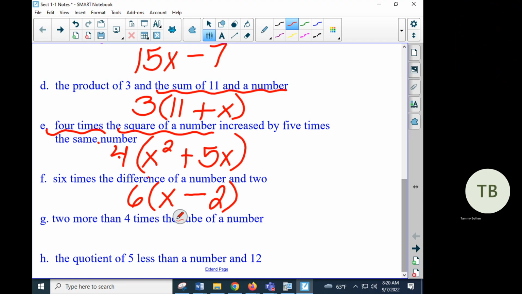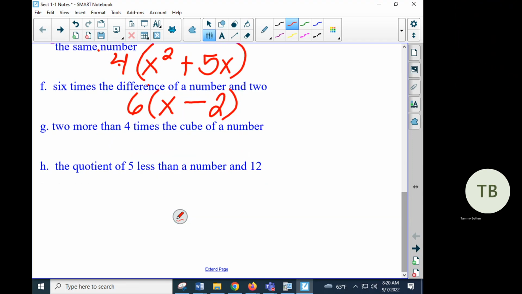Okay. 2 more then. 4 times the cube of a number. Okay. So the cube of a number, how can I write that? Yep, x to the 3rd. Now, 4 times the cube of the number, 4 times this, I just put a 4 in front of it. And then 2 more than that. What do I have to do there?